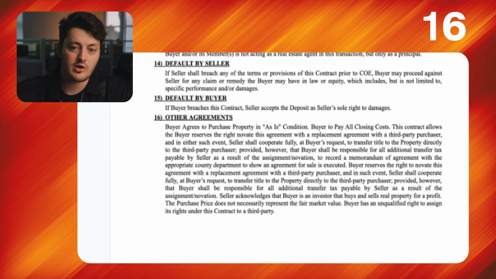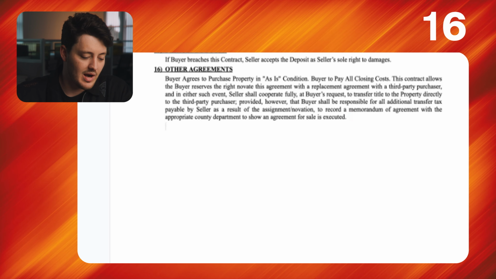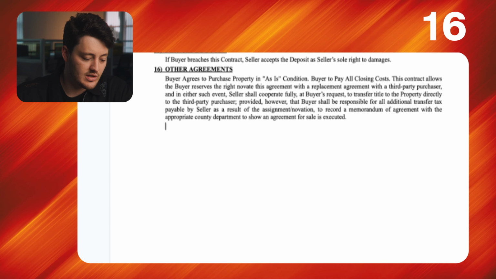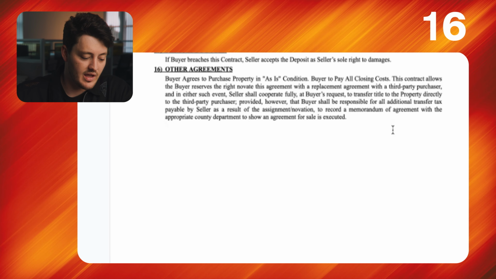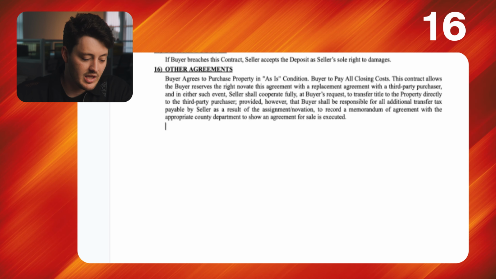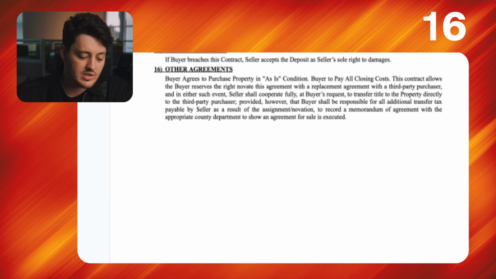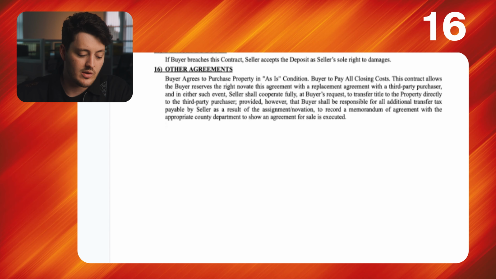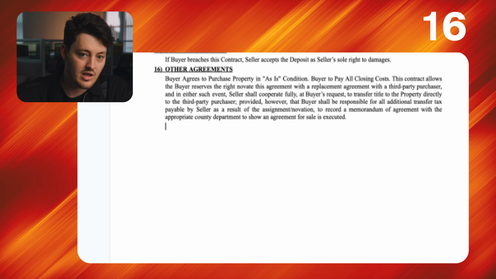Now, number 16 is other agreements. There's a couple of things in here, so I'm going to read the whole thing for you first and we'll go over it. Buyer agrees to purchase the property in as-is condition. Buyer to pay all closing costs. This contract allows the buyer to reserve the right to novate this agreement with a replacement agreement with a third-party purchaser. And in either such event, seller shall cooperate fully at buyer's request to transfer title to the property directly to the third-party purchaser, provided, however, that the buyer shall be responsible for all additional transfer tax payable by seller as a result of this assignment or novation, and to record a memorandum of agreement with the appropriate county department to show an agreement for sale is executed.